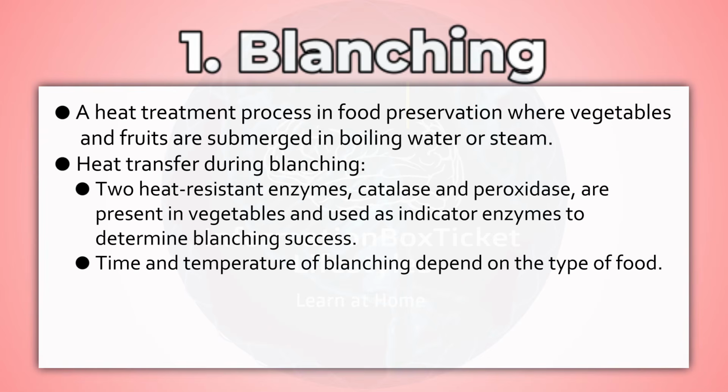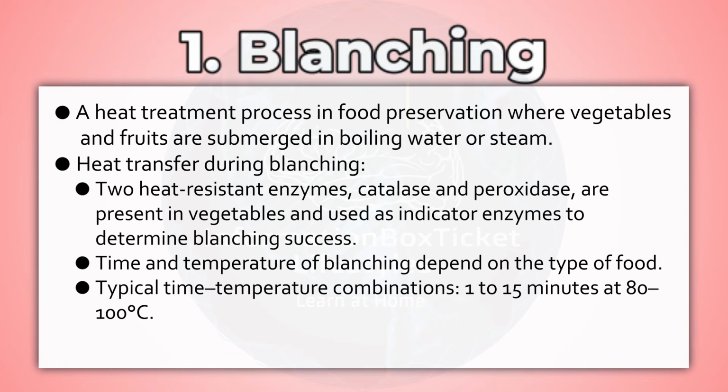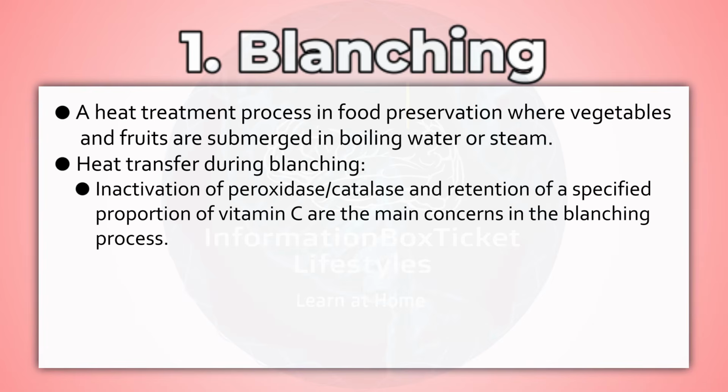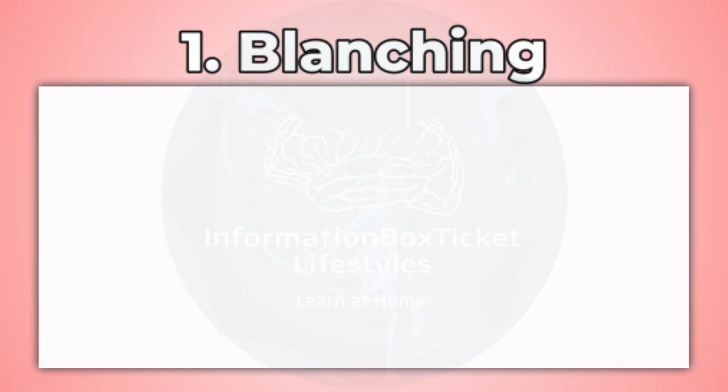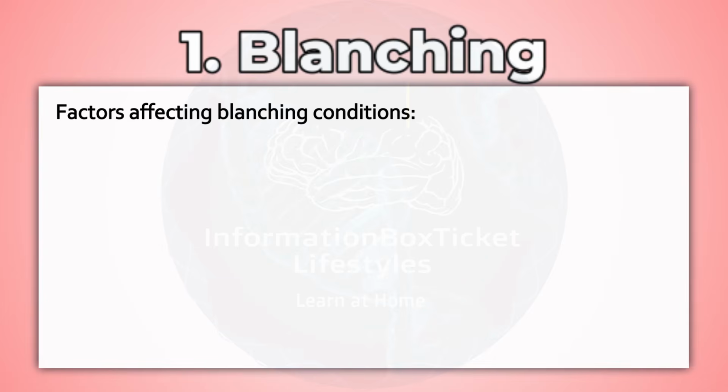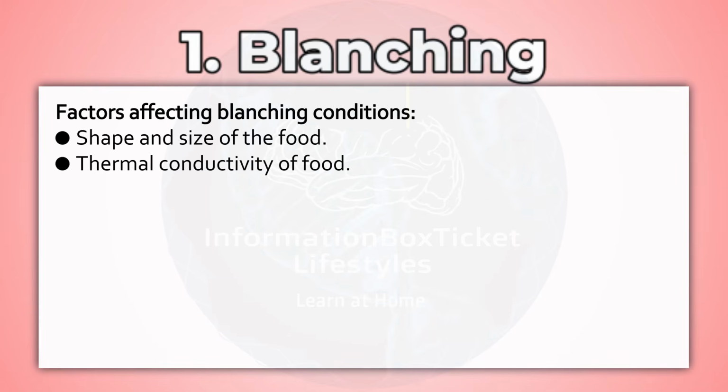Time and temperature of blanching depend on the type of food. Typical time-temperature combinations: 1 to 15 minutes at 80 to 100 degrees Celsius. Inactivation of peroxidase, catalase, and retention of a specified proportion of vitamin C are the main concerns in the blanching process. Factors affecting blanching conditions: shape and size of the food, thermal conductivity of food, blanching temperature, and time.